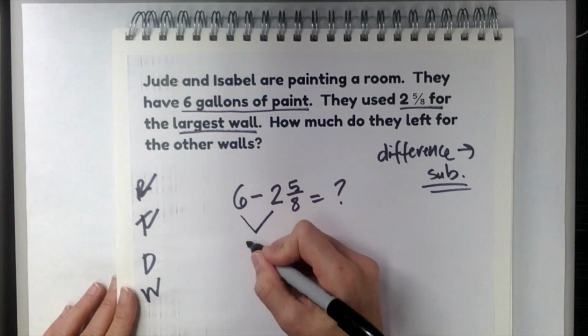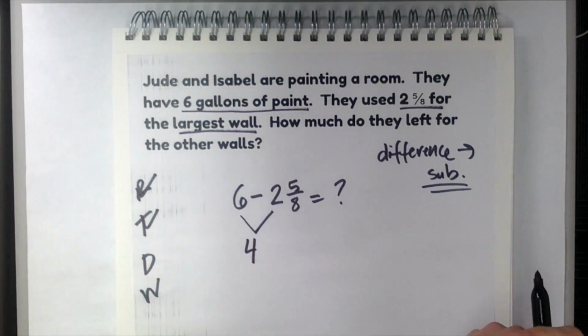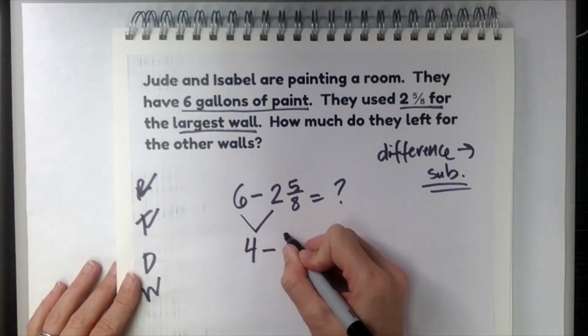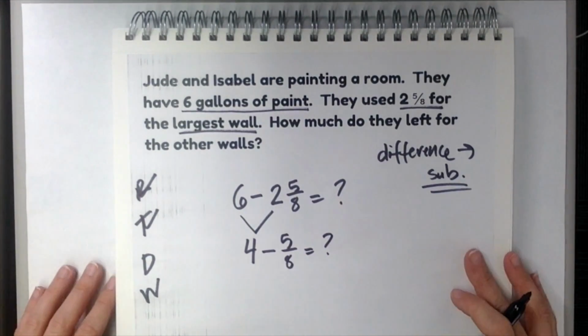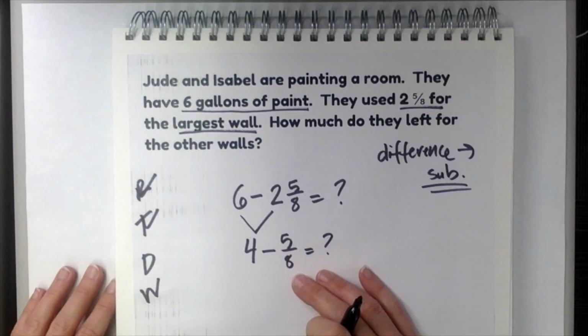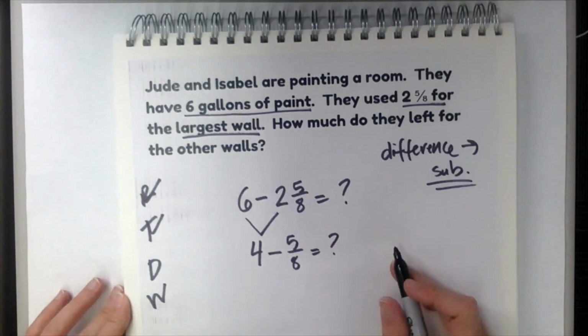So 6 minus 2, I know that, is 4 minus 5/8, and that equals my difference, what's left over. Now I'm not really sure how to go about doing this, except maybe if I draw a model that will help. I'm going to draw.